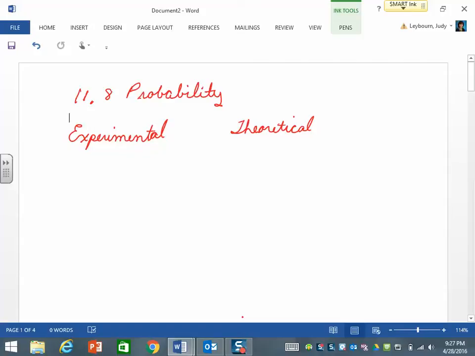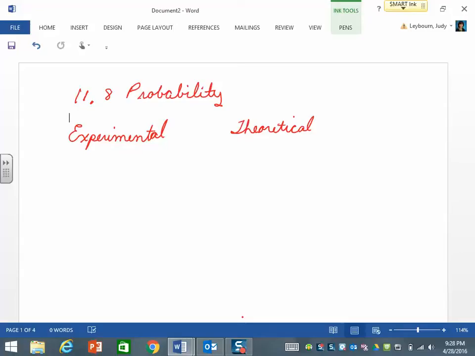Okay, so for probability, this is section 11.8, and there is a difference between experimental probability and theoretical. In experimental probability, we're making some observations, we're gathering data. Maybe it's a coin toss, and so you're tossing this coin maybe 10 times, and you're writing down the number of times it lands with the tails showing.